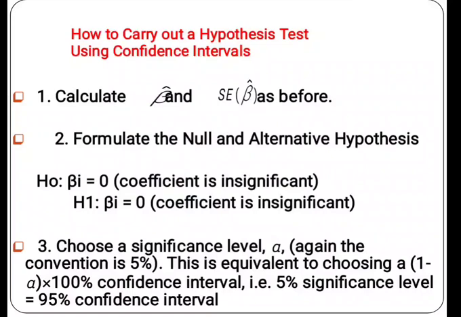Step 3, choose the significance level alpha. Again, in economics, we use 5%. This is equivalent to choosing the (1 minus alpha) times 100% confidence interval. The confidence interval here will be 95%, meaning that we are 95% confident that our population parameter value lies within our confidence interval.